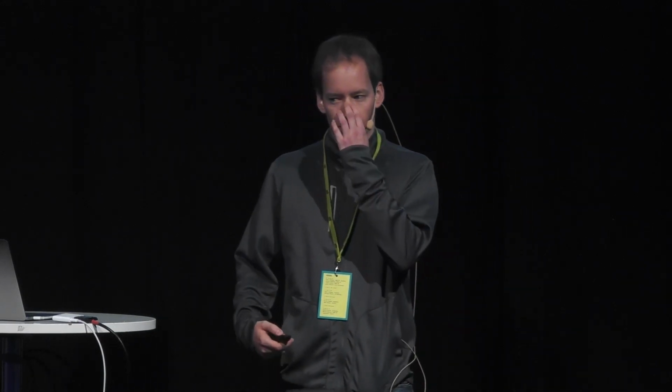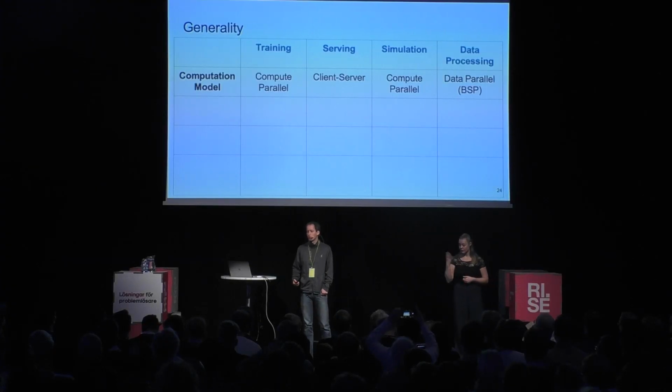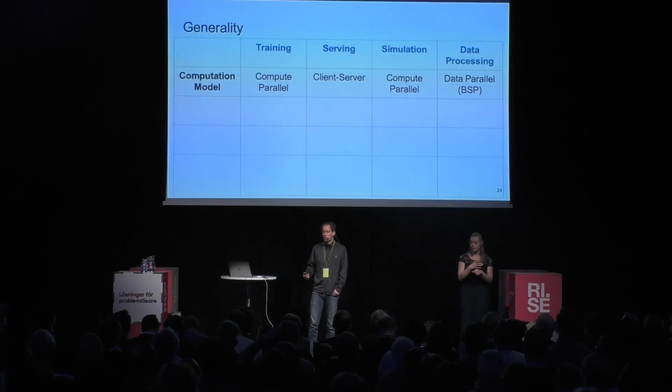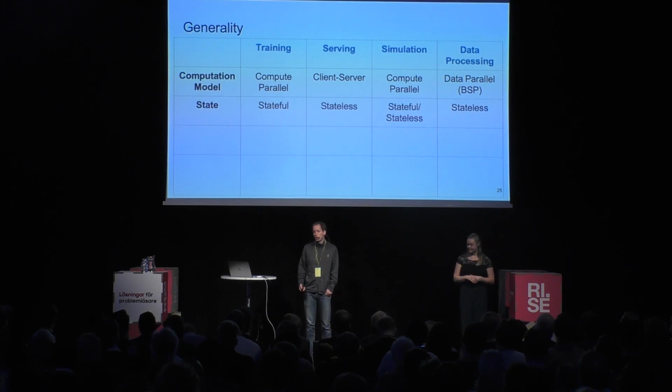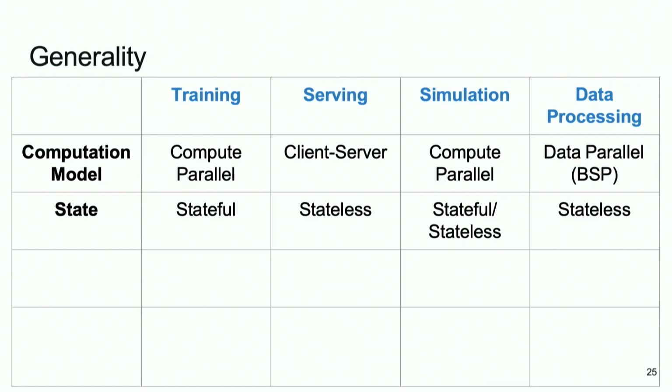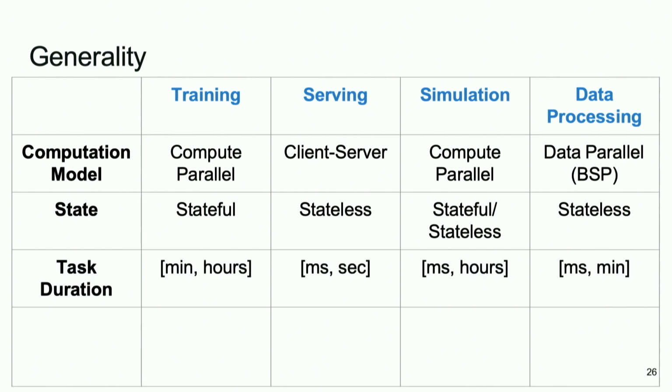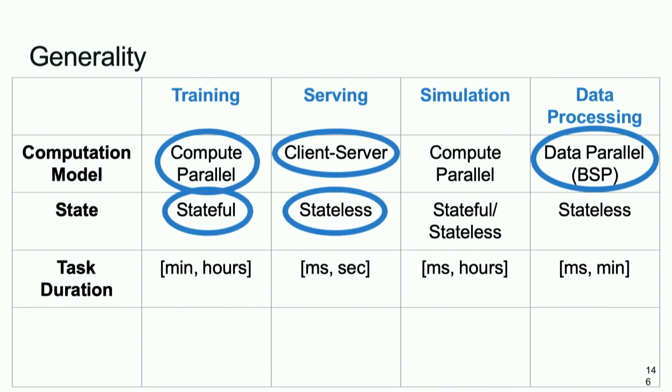For example, there's different computational models. Training is compute parallel, serving is a client-server architecture, simulation again is compute parallel, and data processing often uses some kind of BSP model. Then there's also different requirements on the state. Some of these are stateful, some of them are stateless. There's very heterogeneous task durations. For example, computing a single action could take sub-milliseconds, whereas doing a long-running training job for a neural network could take hours or even days. And so, therefore, our system needs to be very general.